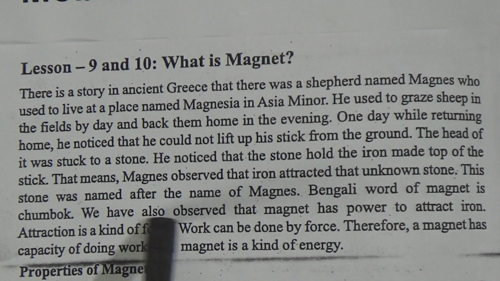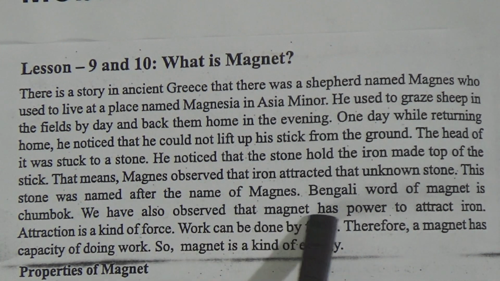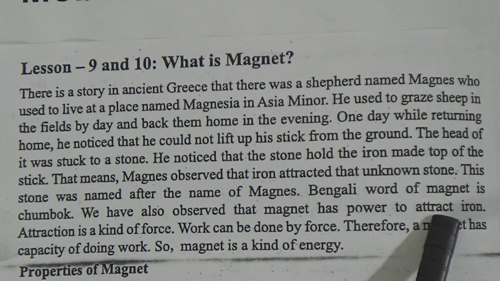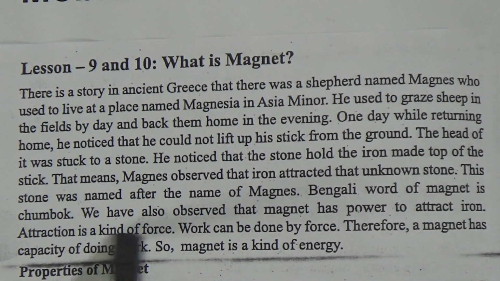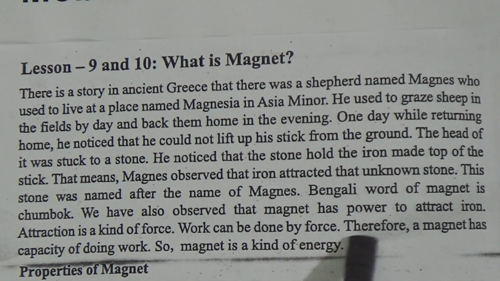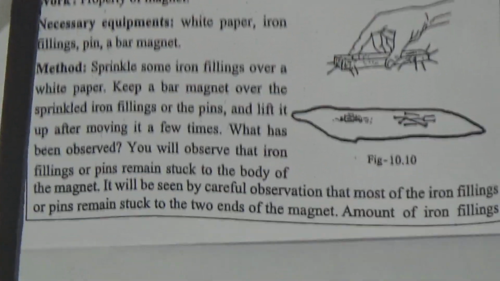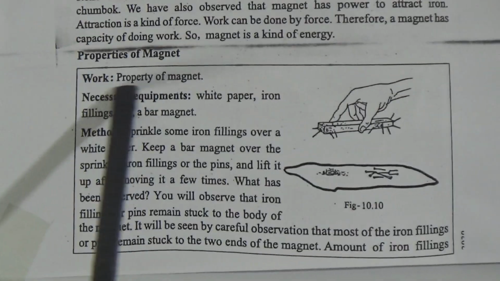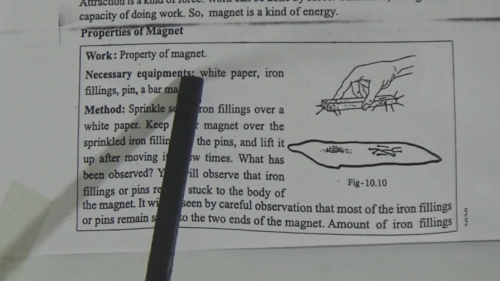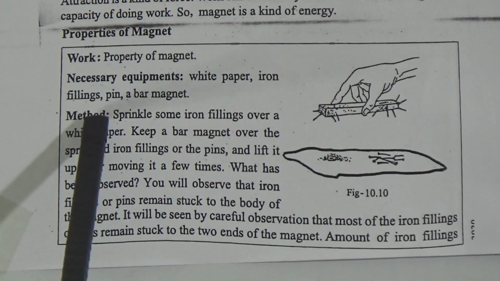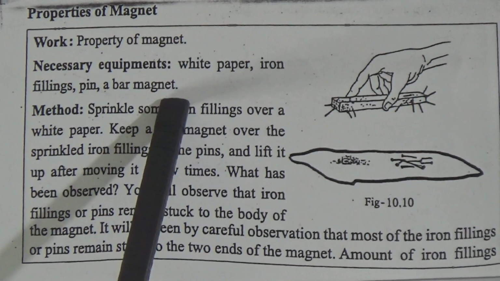We have also observed that a magnet has power to attract iron. Attraction is a kind of force. Work can be done by force. Therefore, a magnet has capacity of doing work. So, magnet is a kind of energy. Here is an experiment. Properties of magnets. Work is a property of magnet, and the necessary equipment: white paper, iron filings, pins and a bar magnet.